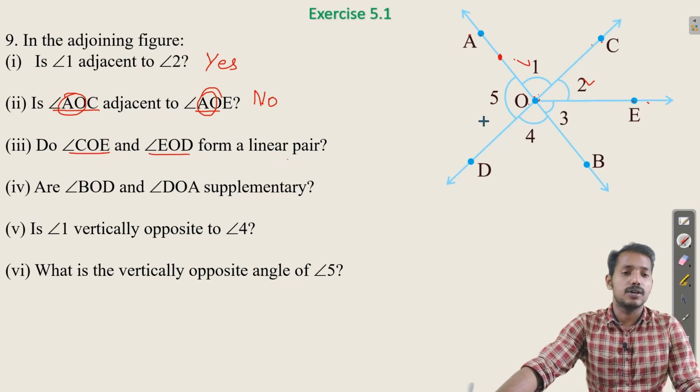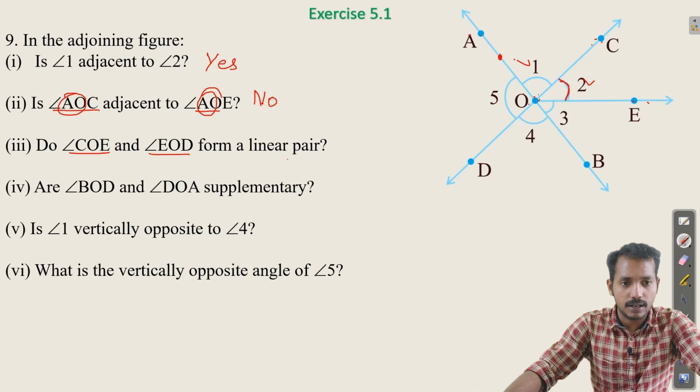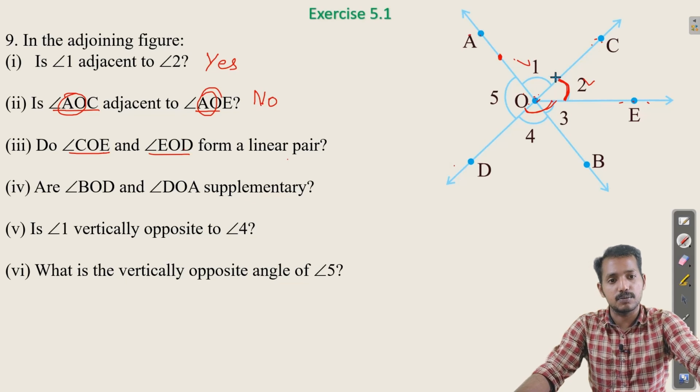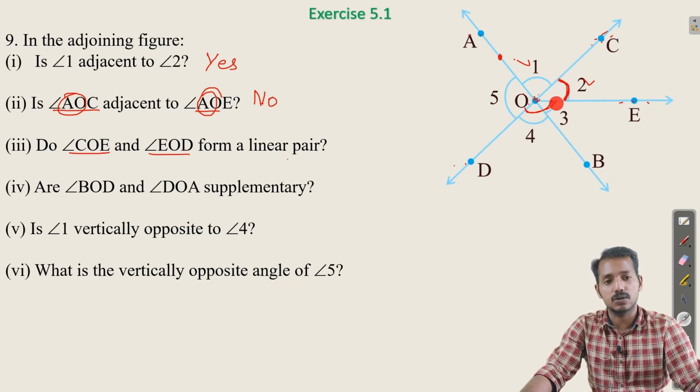Next, do angles COE and EOD form a linear pair? Which angle is COE? This angle, angle 2. And EOD is this angle. Do they form a line or not? Linear pair or not? Yes, because the non-common arms OC and OD form a straight line, that is DC. Therefore, they are a linear pair. The common arm of these two angles is OE.